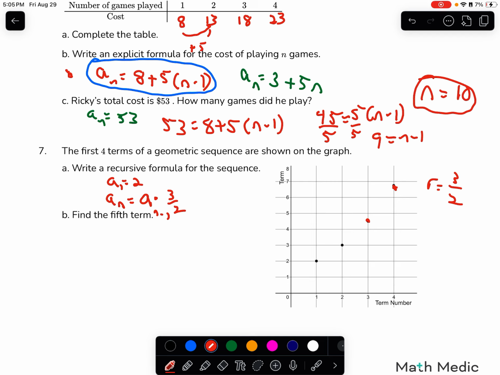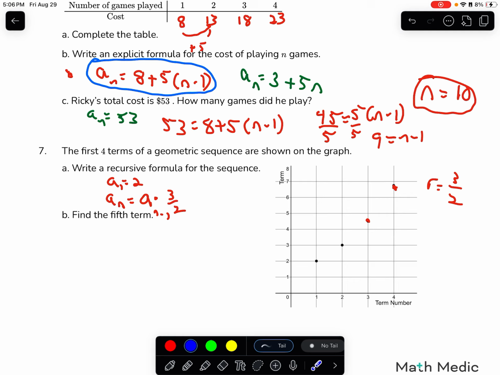A sub 2 would equal a sub 1 times 3 halves. 2 times 3 halves is 3, and that's exactly what's there. And then a sub 3 would equal a sub 2 times 3 halves. Well, a sub 2 was 3. 3 times 3 halves is 9 halves, which is 4.5, which is what this is. So it seems to match.